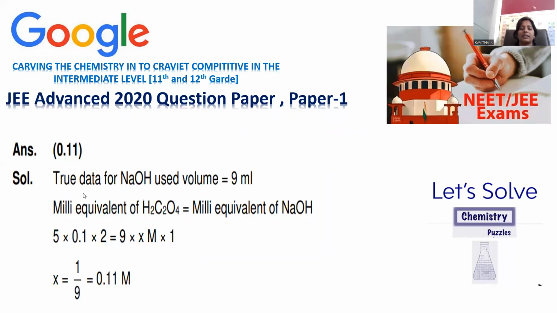So from this data, the sodium hydroxide volume consumed will be 9 ml, because you are taking oxalic acid in the conical flask, adding phenolphthalein indicator, and titrating against NaOH. So 9 ml is required for the neutralization reaction. And here the condition is milliequivalent of oxalic acid is equal to milliequivalent of sodium hydroxide. So the formula used is M1V1 is equal to M2V2.